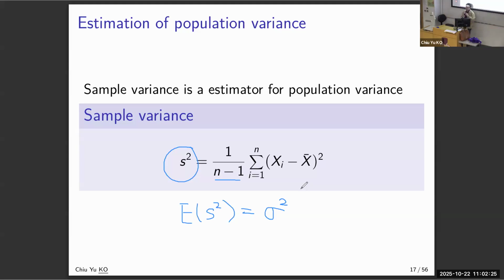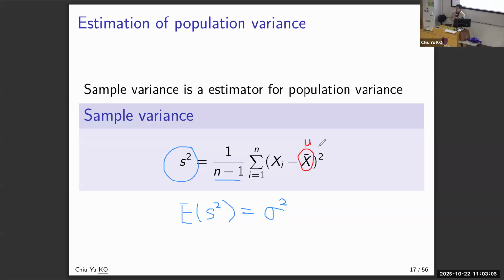Okay. But I can tell you the intuition why that is the case. The intuition is actually not that difficult. The main reason, if you go over the proof, is because of this guy, X bar. If we know the mu, we replace it with mu, and we don't need to do n minus 1. If we know the mu and we only need to estimate sigma square, we just need to divide by n. The reason that we need to divide by n minus 1 is because we don't know mu, and we have to estimate mu by X bar.